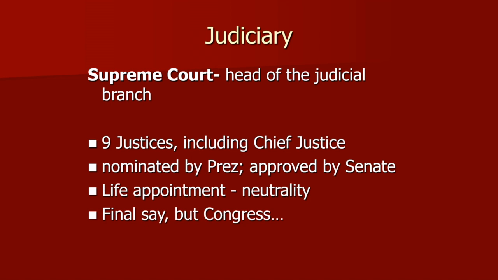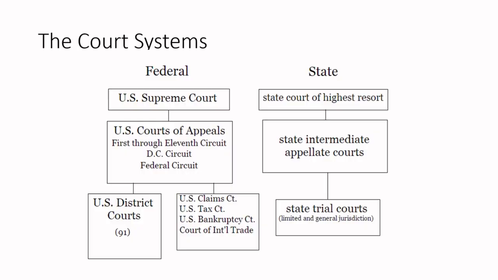Underneath the U.S. Supreme Court, there are U.S. Courts of Appeals, and we will talk a little bit about those. Those are the intermediate courts in the United States. And then under them, we have the United States District Courts, which are the trial courts, and some specialty courts, including the U.S. Court of Claims, the U.S. Tax Court, the U.S. Bankruptcy Court, and the Court of International Trade.